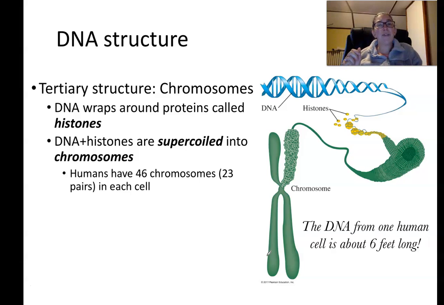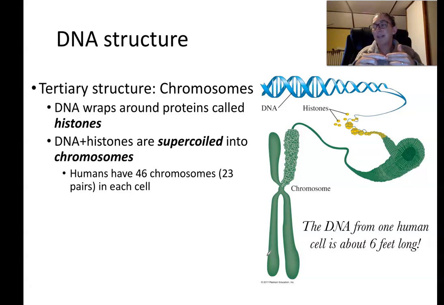So just like with proteins, we had primary, secondary, and tertiary structure. So the secondary structure is just the helix, but the tertiary structure is a more three-dimensional folded up form. And in DNA, you actually have like 6 feet of DNA in each cell of your body. It's kind of insane to think about 6 feet of DNA all crammed into a nucleus of one cell. And the way that we do that is through supercoiling.